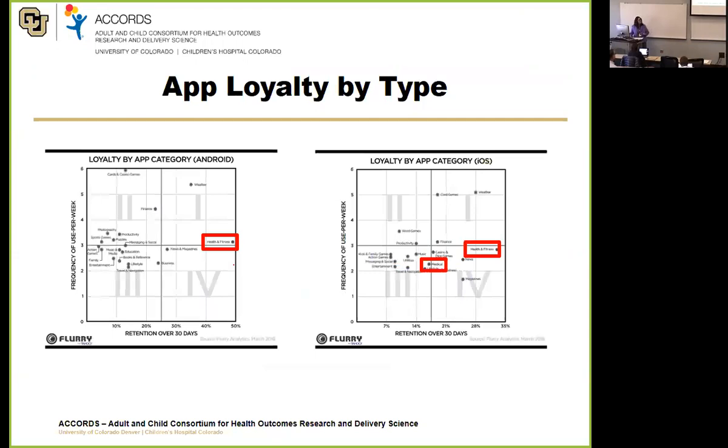These data show after 30 days where on the spectrum people are in terms of retaining. And the things highlighted in red boxes are health, fitness, and medical applications. You'll notice that those are, further to the right is better, the more people that continue to use it after that 30-day period. So you'll see that this area has the potential for not only adoption, but retention.